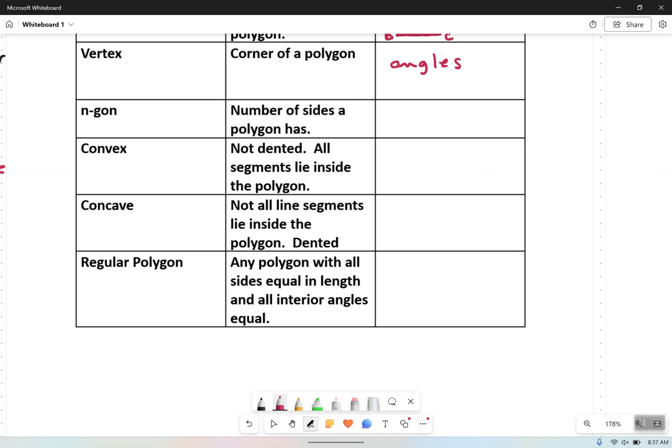Quadrilateral. I struggle with that word all the time when I say it. Quadrilateral. Quadrilateral. Say it quickly 5 times. Oh, nobody's going to do it.